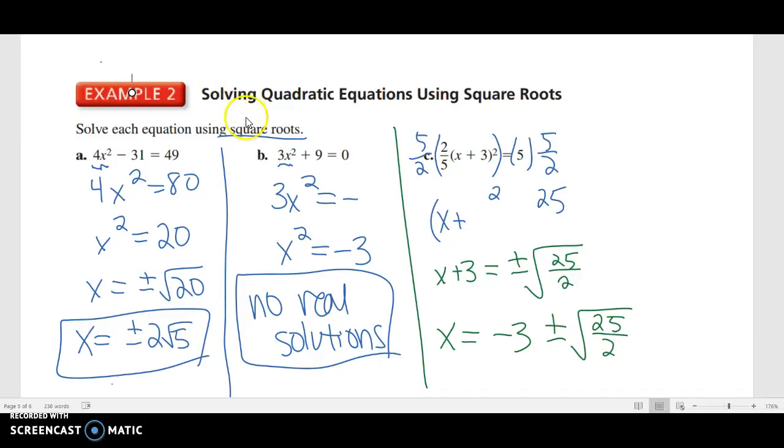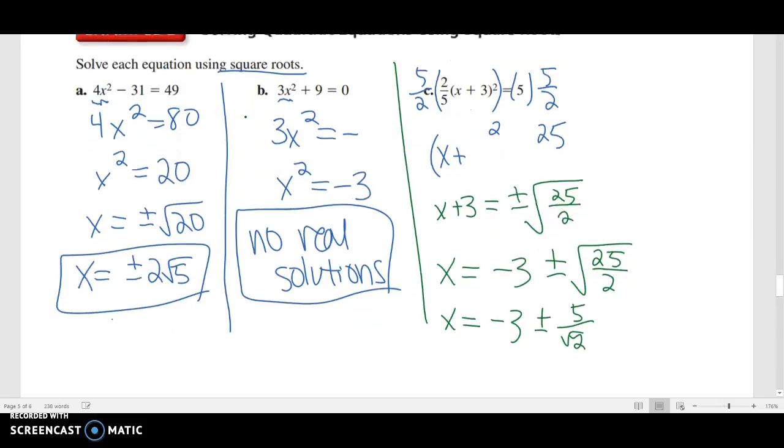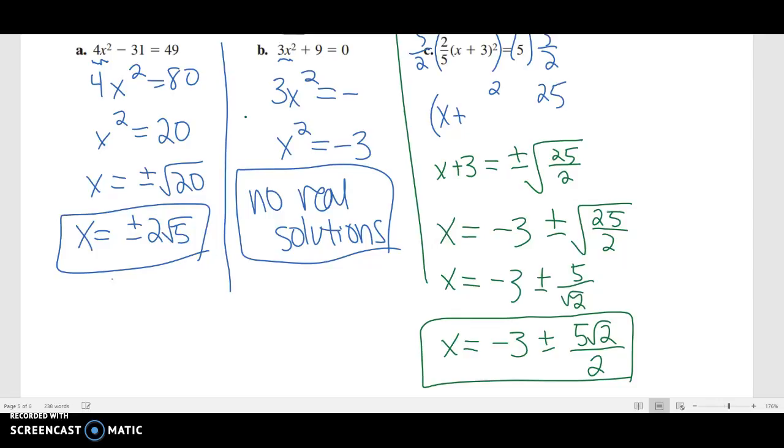Now you can reduce this and simplify because the square root of 25 is 5. So I could say x equals -3 plus or minus 5 over the square root of 2. And the book in Big Ideas will rationalize this. So you would say -3 plus or minus 5 square root 2 over 2. If you don't remember to rationalize the denominator, for now we're not going to take points off, so you could leave this as your final answer here.